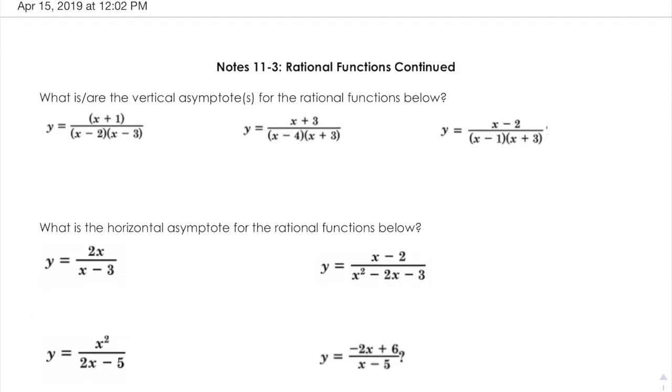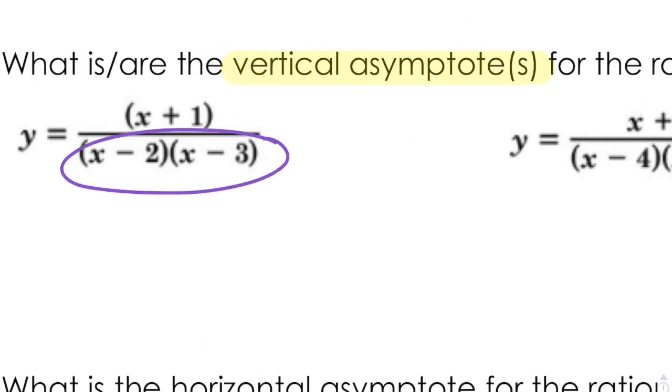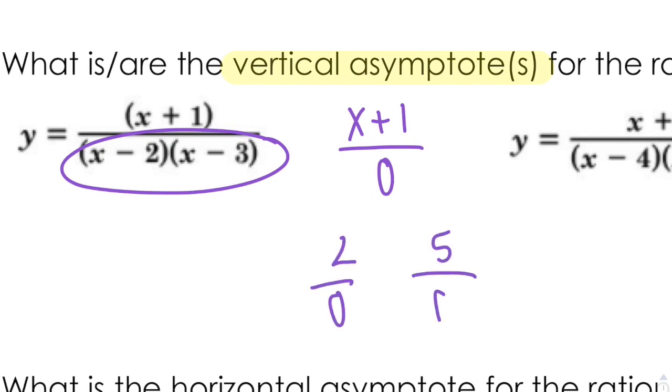Okay, so the big thing with rational functions is finding out where your asymptotes are at, because it might not just be the x and y axis. We might slide it around, or maybe it has 3 asymptotes. Maybe it's 2 vertical and 1 horizontal. And the best way to find vertical asymptotes is remember that your denominator cannot be 0. So if you have x plus 1 over 0, you can't have that. 2 over 0, can't have that. 5 over 0, can't have that. You can't have 0 in the denominator.